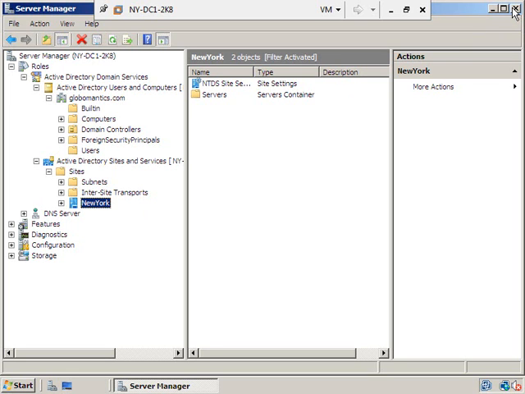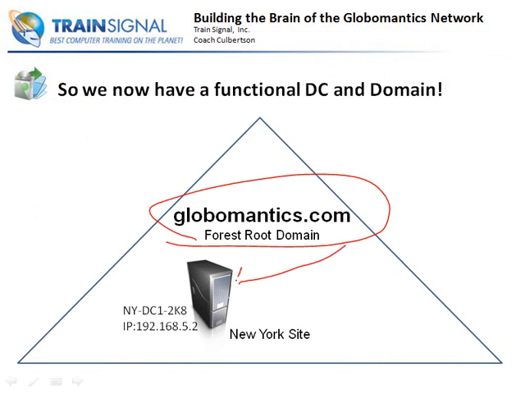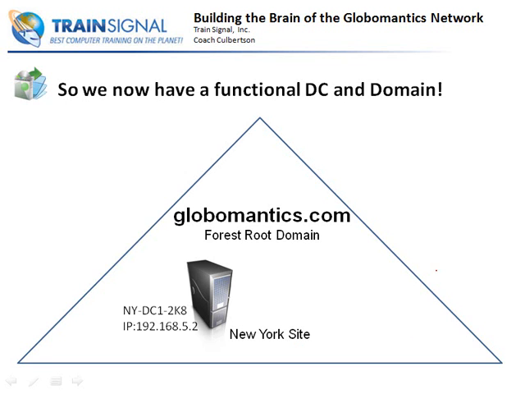So what we're going to do is move back on over to the slides. Let's talk about that second domain controller and what we've built so far. So we now have a functional domain controller. We now have a domain. That's what we have built at this point in time. We have built globomantics.com. That domain was created by New York DC1-2K8. We have renamed our site New York. Remember that? We just did that. So we now have the core of the network. We really have a brain for our globomantics.com network.